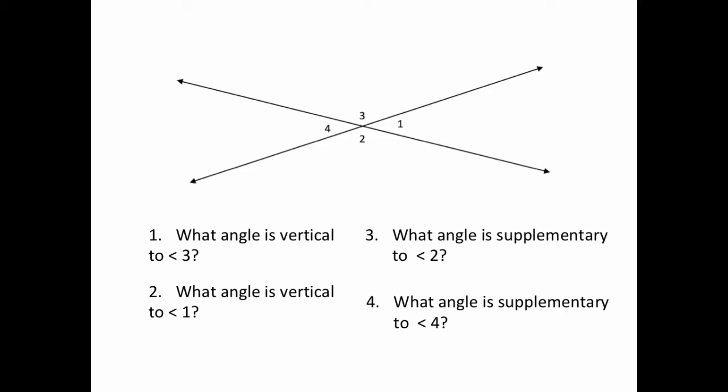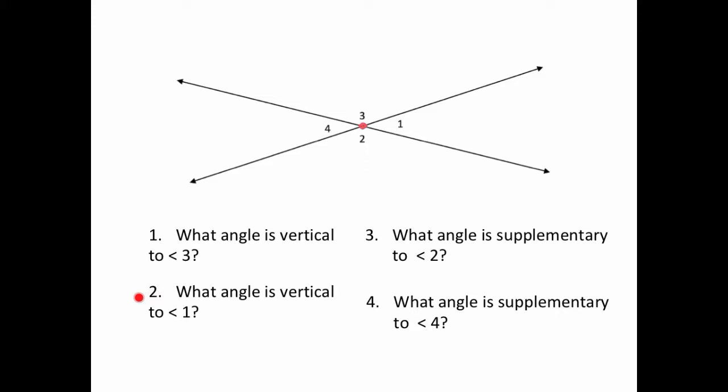All right, the image that you see in front of you are two intersecting lines. That means something special is happening with the angles. So let's go ahead and let's respond to question 1 here. What angle is vertical to angle 3? Well, there's my point of intersection, so there's my vertex. Vertical angles share a vertex, and they are directly opposite of each other. So that means that angle 2 is a vertical angle to angle 3.